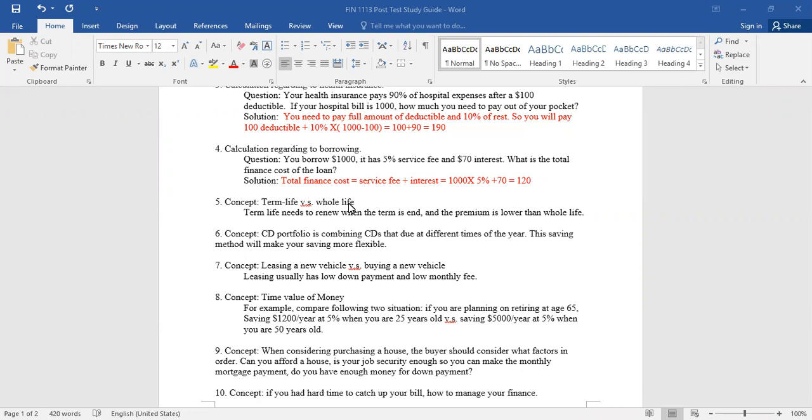Okay, however, you do need to recognize that you have to renew it every term if you want to cover more time. Okay, next concept is about the CD portfolio.